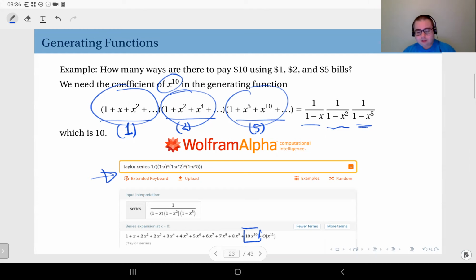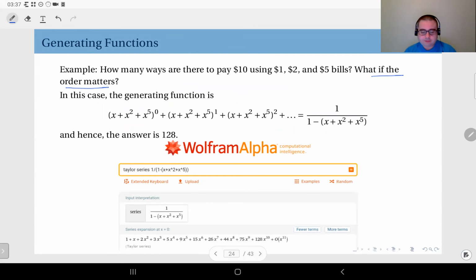Now, I'm going to change this question involving order. What if the order you give the bills is important? What if the order matters? Now, this is similar to the previous question. In this case, the generating function is x plus x to the power 2 plus x to the power 5. This can be repeated 0 times.